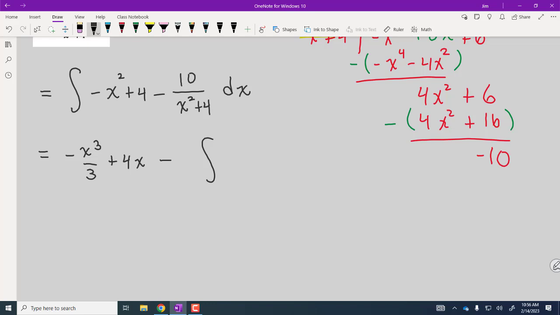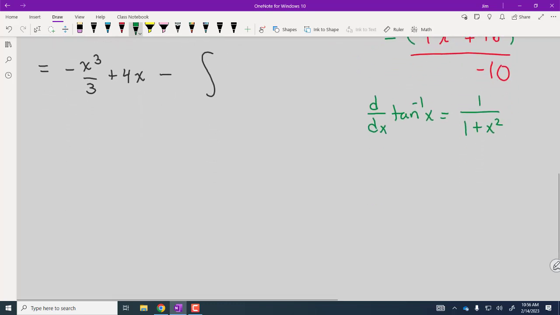And what I want to do is this. So I know that the derivative of inverse tangent is 1 divided by 1 plus x squared. So that tells us that the integral of 1 over 1 plus x squared is inverse tangent. So the integral of 1 over 1 plus x squared, that's inverse tangent, plus c.